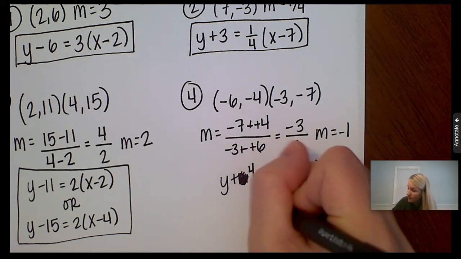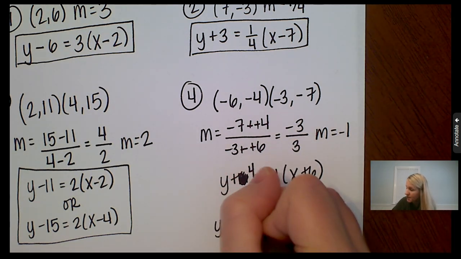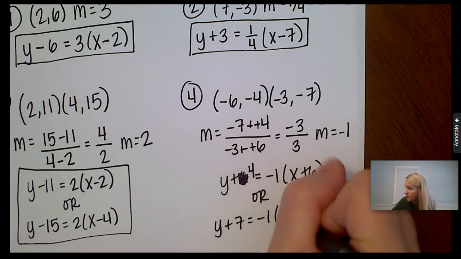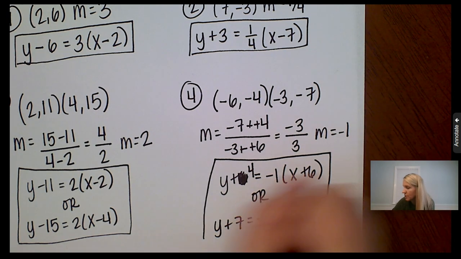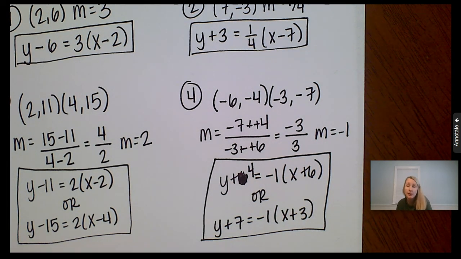Or you could write it with the other point, and it would be y plus 7 equals negative 1 x plus 3. You don't need to write both. I'm just writing both to show you that there are two options. Either of them would give you credit.